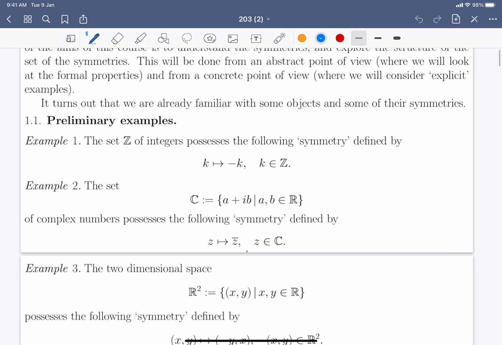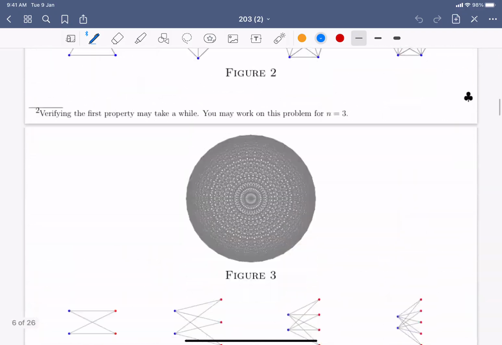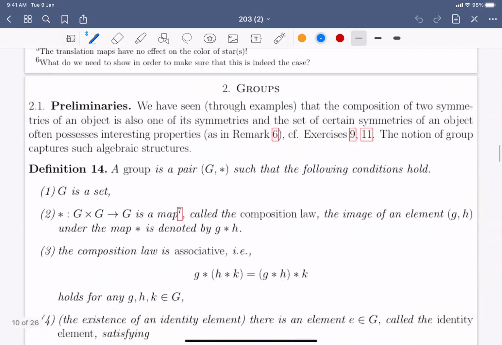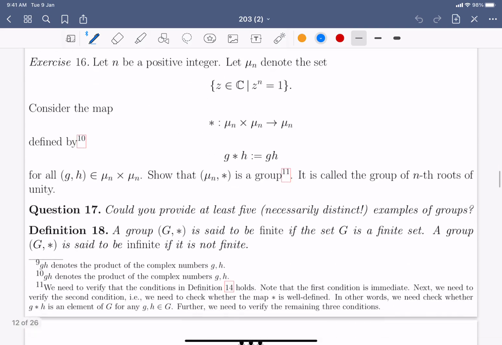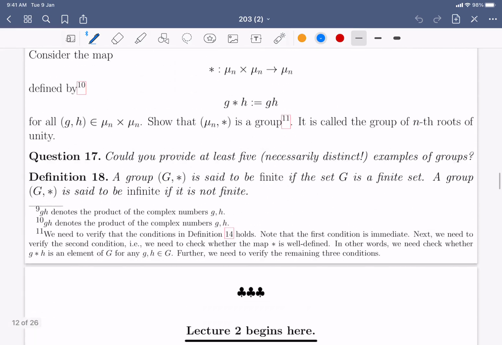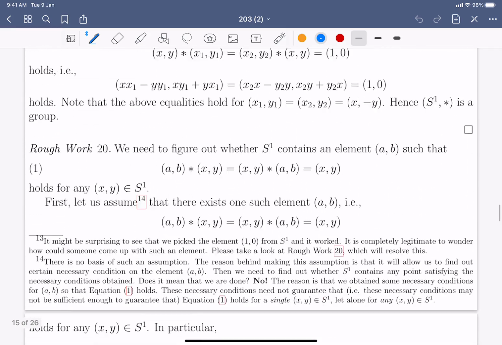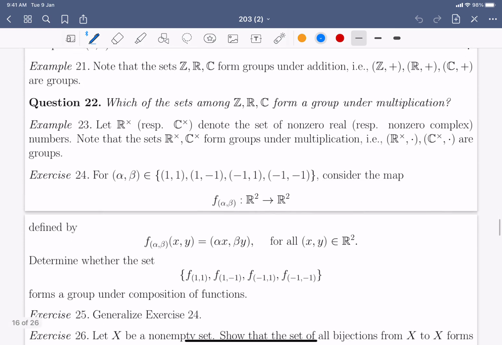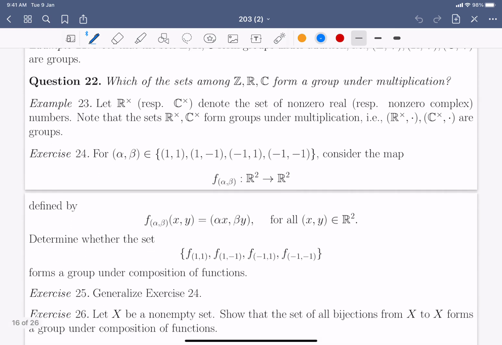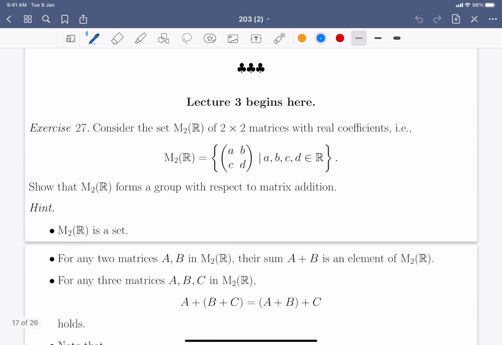Hello everyone. So far we have seen the notion of groups, and we also have seen certain specific examples of groups. There are certain questions that some of you have asked me during the office hours. So in today's lecture, we will try to address some of those questions.